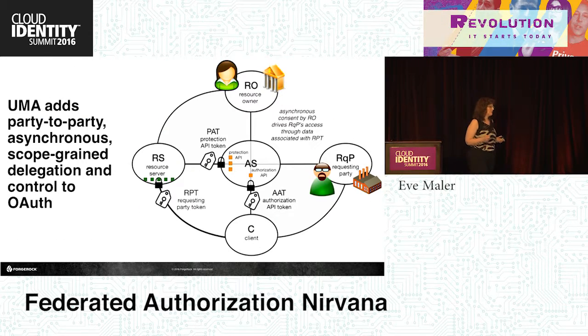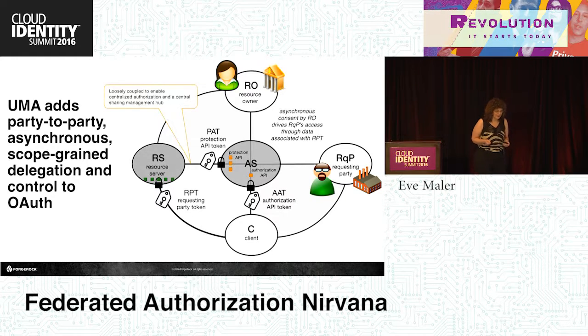And now I just want to describe UMA's kind of value add on top of plain OAuth, and it's based on these two technologies. It adds party-to-party, Alice to Bob, asynchronous, don't have to be present to win, scope-grained delegation and control to plain OAuth. So we've got a resource owner that could be Alice or explicitly could be an enterprise. We've got a Bob over there, but it could also be an enterprise on the requesting party side. Let me break this down.